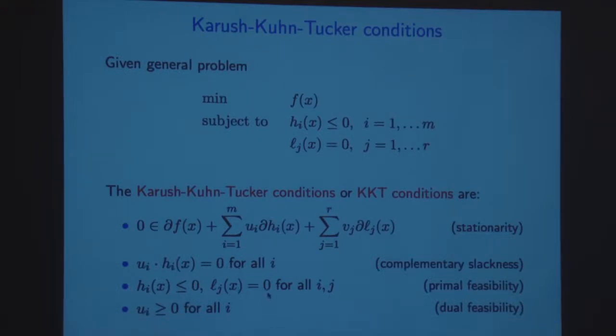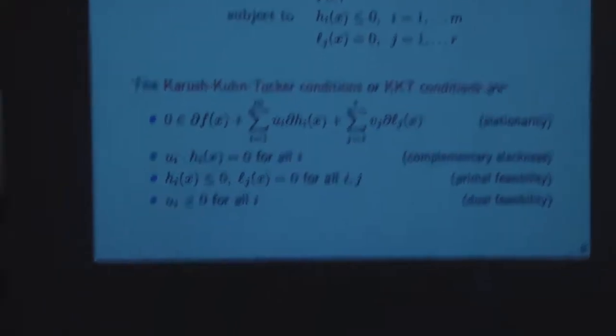The last 2 sets of conditions are just feasibility conditions. There's a primal feasibility condition which says that x has to satisfy all of these inequality and equality constraints, and the dual feasibility condition is very simple. It's just that u_i is bigger than or equal to 0 for all i. So we say that a triplet x, u, and v, or a pair, primal x, dual (u, v), satisfy the KKT conditions if the following 4 conditions hold with those 3 variables. Okay, so it's a condition on x, u, and v.